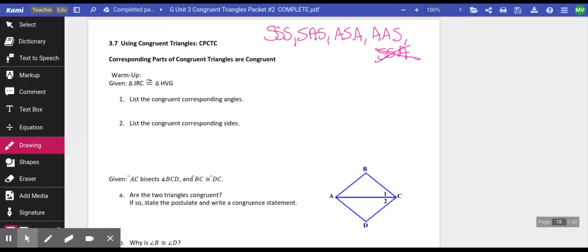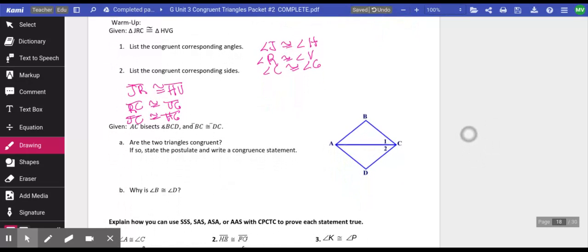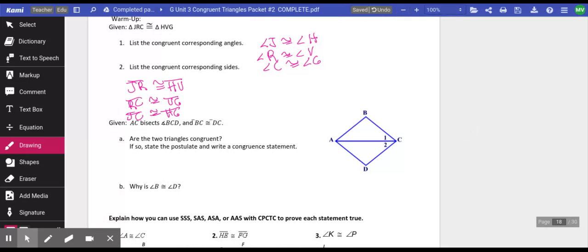Okay, so based on how they're labeled, angle J is congruent to angle H because the corresponding parts have to be in order. Angle R is congruent to angle V. Angle C is congruent to angle G. Then we know that JR is congruent to HV, first 2 letters. Second 2 letters, RC is congruent to VG. And lastly, the first and third, so JC is congruent to HG. That is the idea that corresponding parts of congruent triangles are congruent. If I know the triangles are congruent, I know all of those things are congruent.